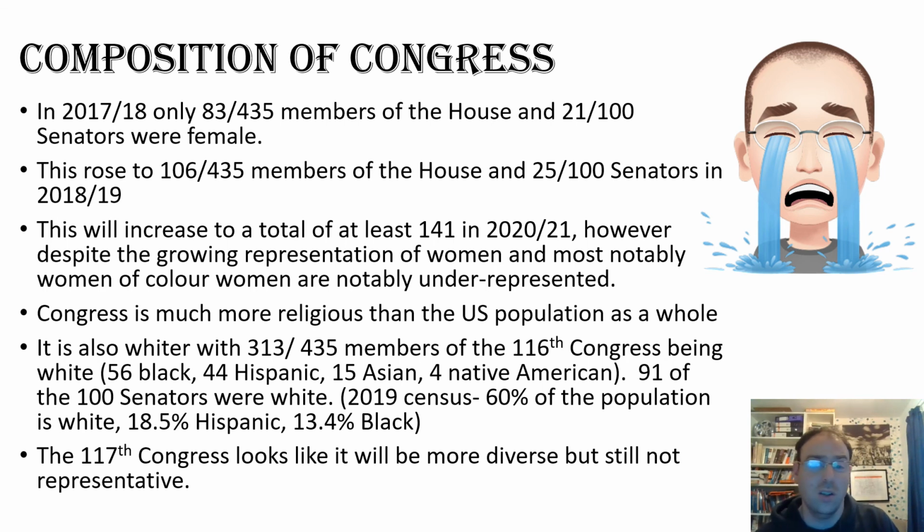Now, according to the 2019 census, about 60% of the US population is white, about 18.5% is Hispanic, and about 13.4% is black. And so we can see here the white population has been enormously overrepresented in Congress. The 117th Congress does look like it is going to be more diverse than the Congresses before it. However, in terms of gender and in terms of race, it is still not representative of the US population.